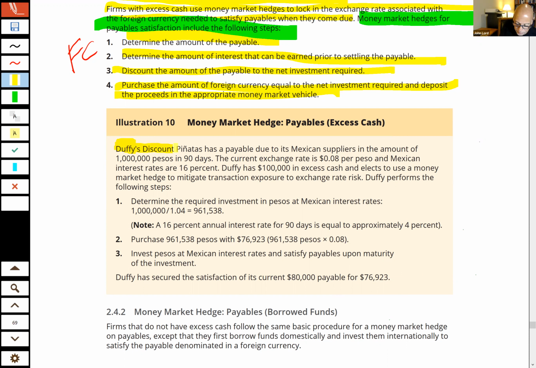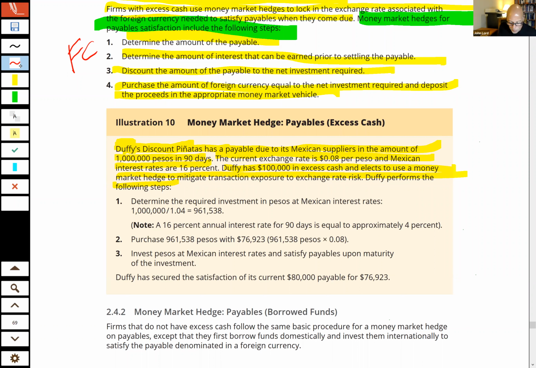And again, Piñatas, it's irritating, has a payable due to Mexican suppliers in the amount of 100,000 pesos in 90 days. The current exchange rate is 8 cents per peso, and Mexican interest rates are 16%. Duffy has 100,000 excess cash and elects to use a money market hedge to mitigate, and performs the following steps, which we've already flashcarded.